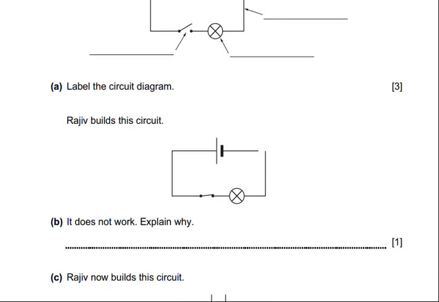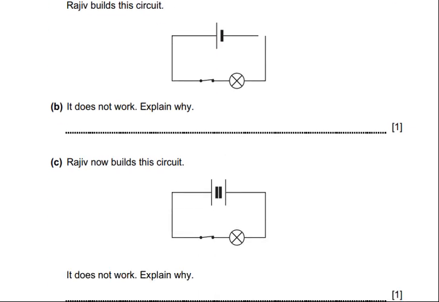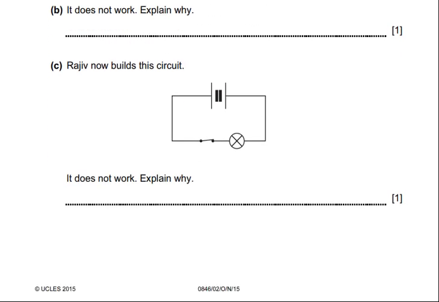Question A, label the circuit diagram. We did it, we answered this one. And the other one, Rajiv builds this circuit. This circuit is built by this person, and part B says it does not work. Explain why. Of course, there is a gap here, so we need to write there is a gap, or the circuit is not complete, or the circuit is broken. So one of them.